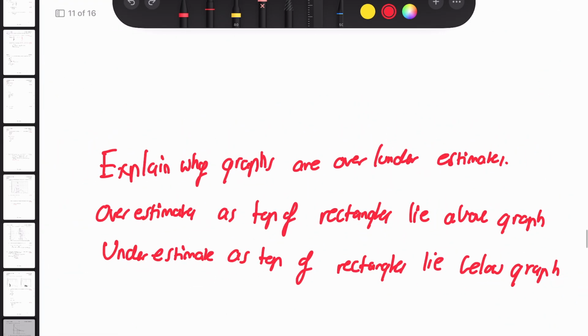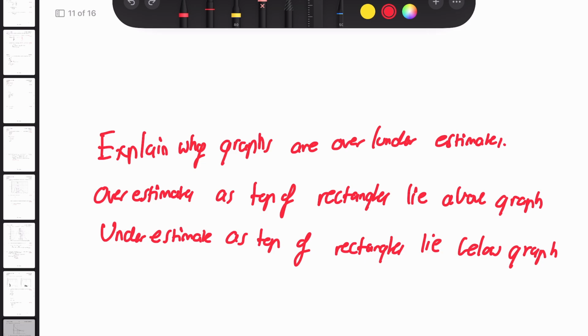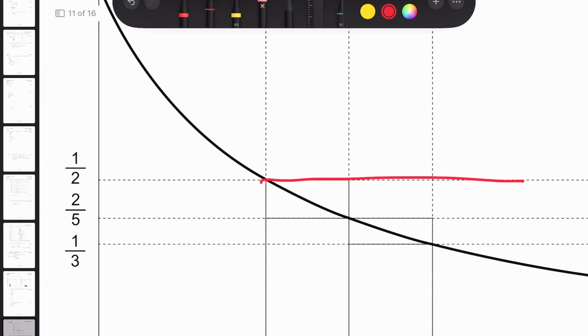You had to explain why these are over or under estimates. What? I thought you could just say underestimate and then just do it. But yeah, you have to explain why they are over and under estimates. So if it's an overestimate, it's because the tops of the rectangles are above the graph. And if it's an underestimate, it's because the tops are under the graph. Which obviously, I know that makes sense, that's fine.